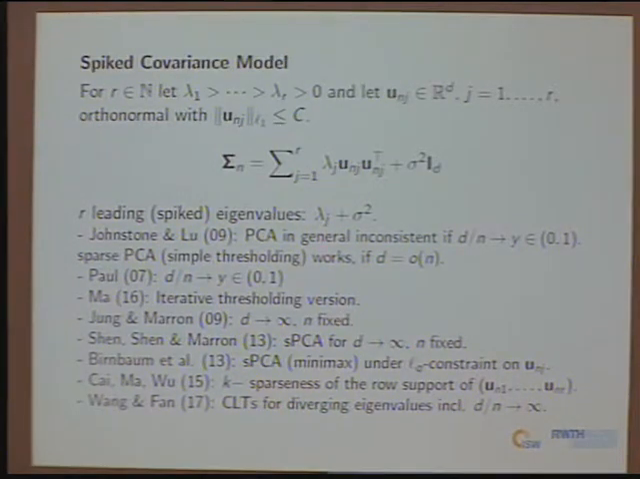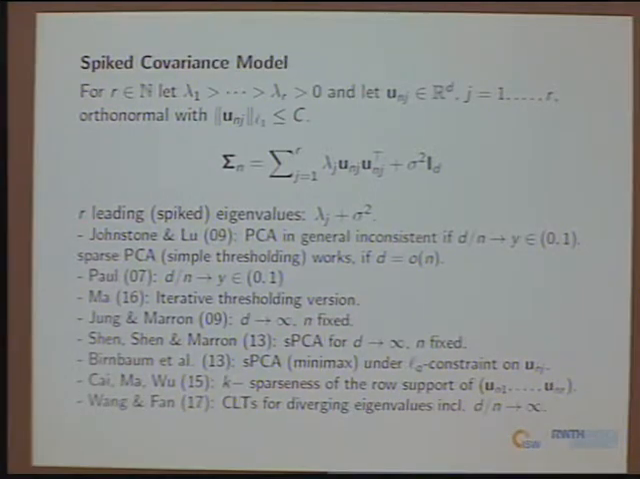Here we assume that the covariance matrix is given in this form. So we have the leading eigenvalues, which are lambda j plus sigma squared. So they are spiked, therefore the name. And the rest of the spectrum is flat, given by sigma squared. This has been studied a lot. We all know the famous result from Johnstone and Lu, for example, that PCA in general is then not consistent if the dimension is proportional to the sample size.